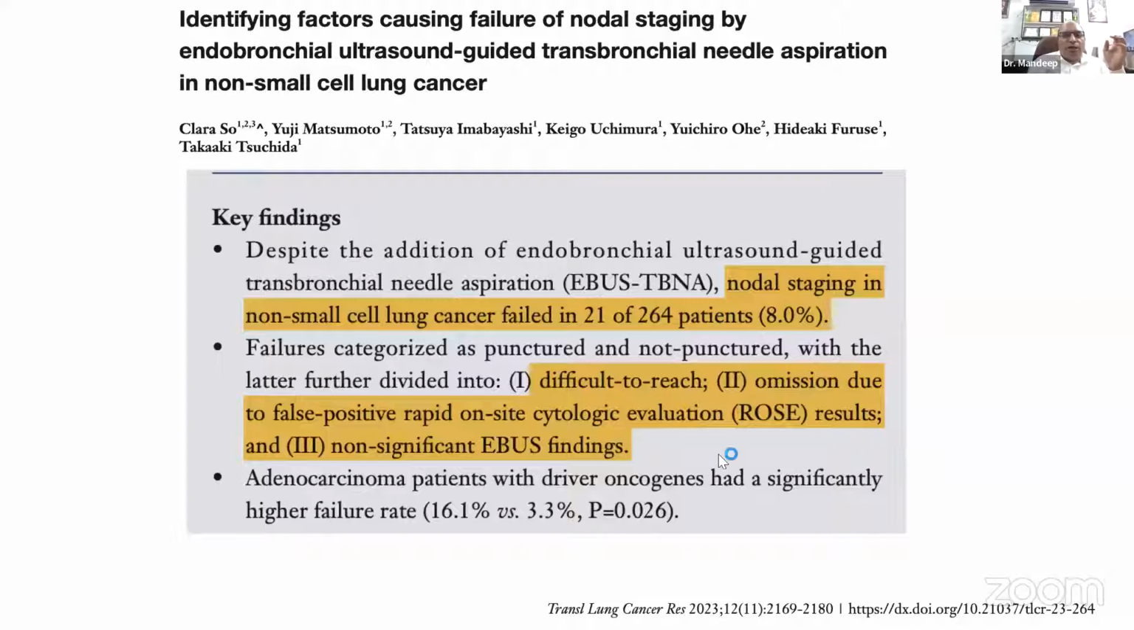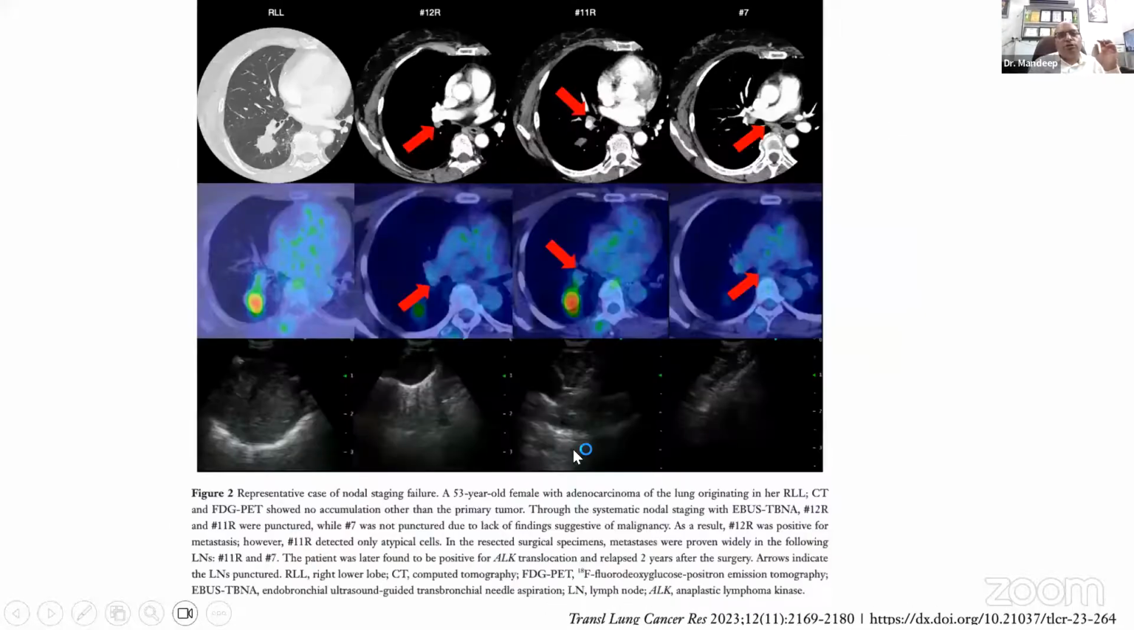So despite the addition of EBUS TBNA to nodal staging in non-small cell lung cancer, these are the pitfalls of EBUS. It failed in 21 of 264 patients, that is 8% of the patients. These were mostly patients with difficult-to-reach stations like 10L and 11L, or the PET was negative in these stations, so they did not take samples from these lymph nodes. And there were no significant EBUS findings in some, so they didn't do TBNA there. So this is the pitfall.